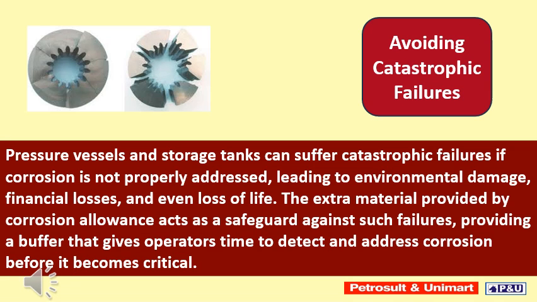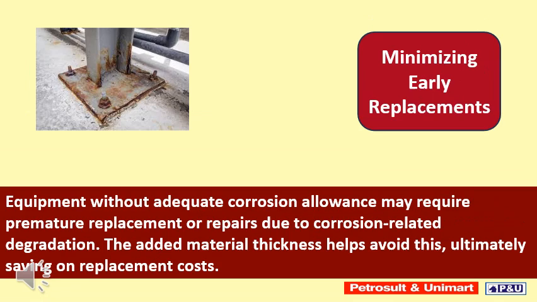Avoiding catastrophic failures. Pressure vessels and storage tanks can suffer catastrophic failures if corrosion is not properly addressed, leading to environmental damage, financial losses, and even loss of life. The extra material provided by corrosion allowance acts as a safeguard against such failures, providing a buffer that gives operators time to detect and address corrosion before it becomes critical.